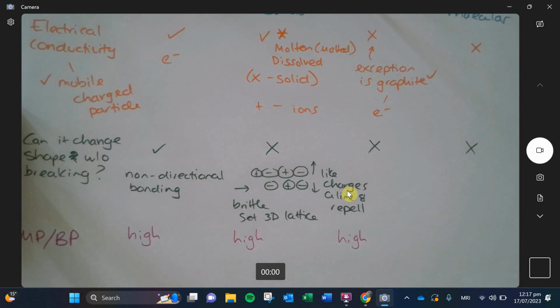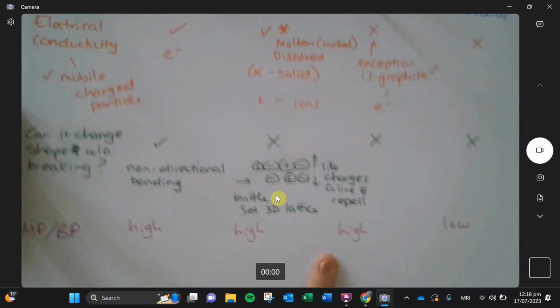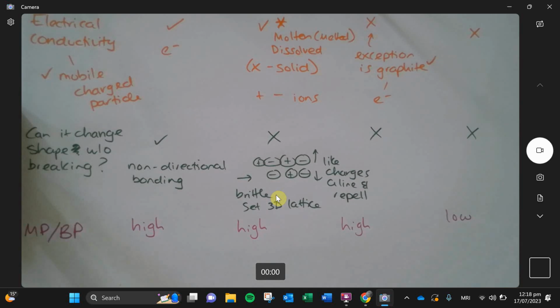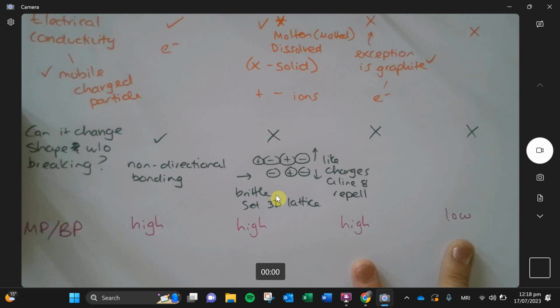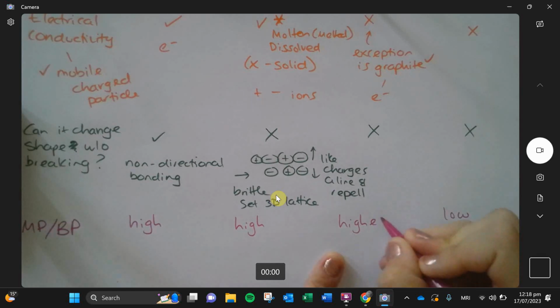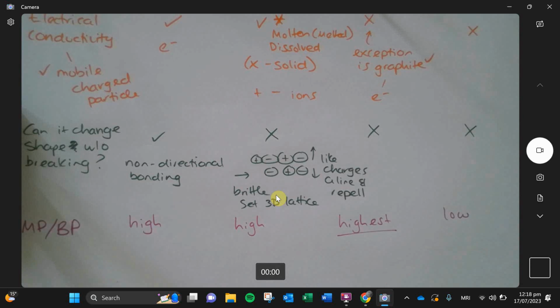All right, covalent molecular. Water, for example. Is that got a low melting point? Yeah. That one's low. So high, high, high, low, and this is what I was going to say. This is then used as your identifying factor. So if you're not sure if something's a covalent network or covalent molecular, look at the melting points. In fact, the covalent network should have the highest of them all.